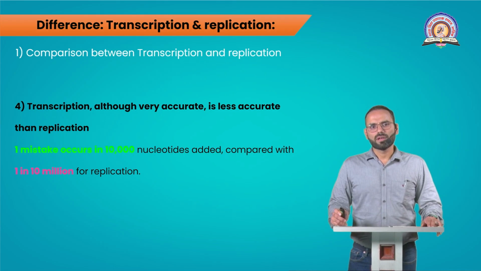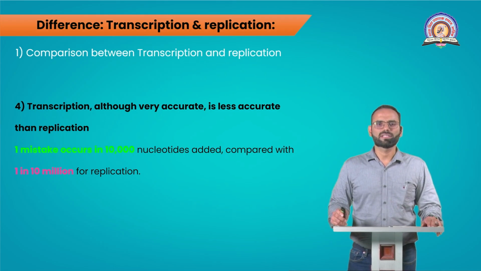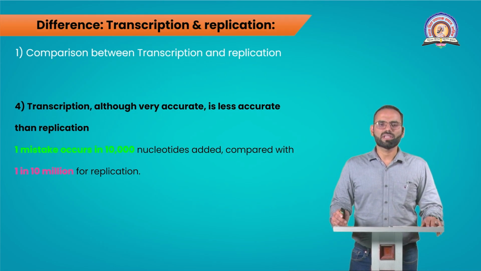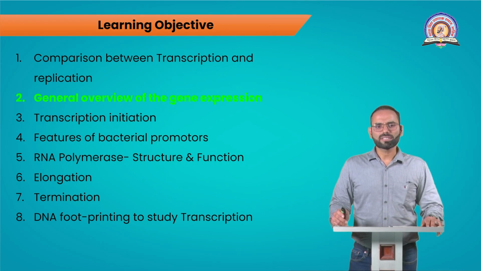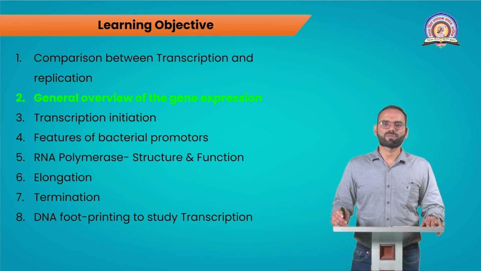The last difference between transcription and replication is accuracy. Replication is very crucial for cell survival, and it is a very high fidelity process. In the case of transcription, there is one mistake which happens after every 10,000 nucleotides synthesized. However, in the case of high fidelity replication, there is only one mistake out of 10 million nucleotides synthesized. So let's dig more into the details of gene expression.